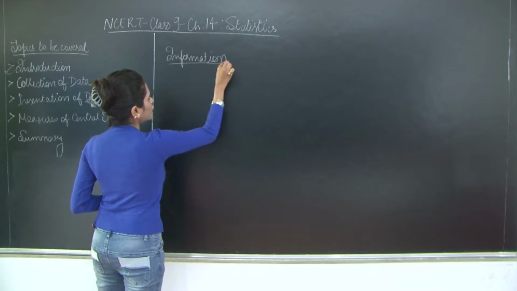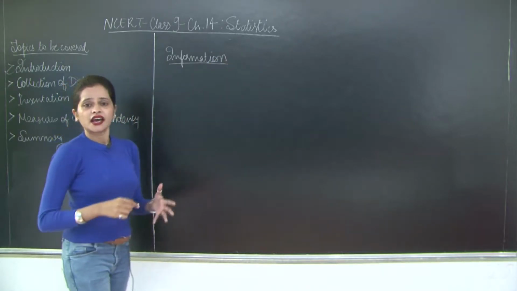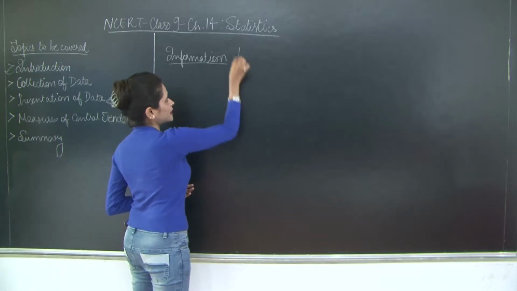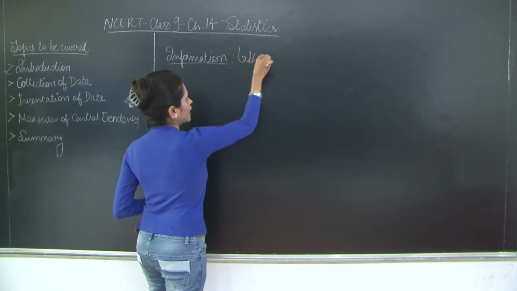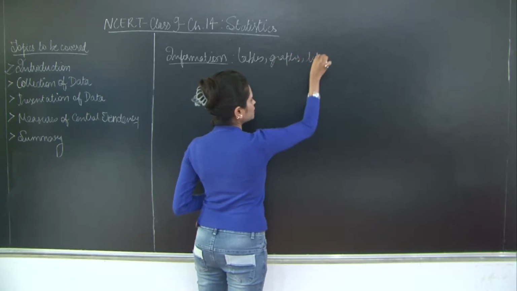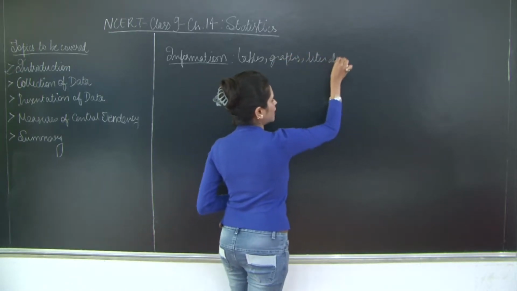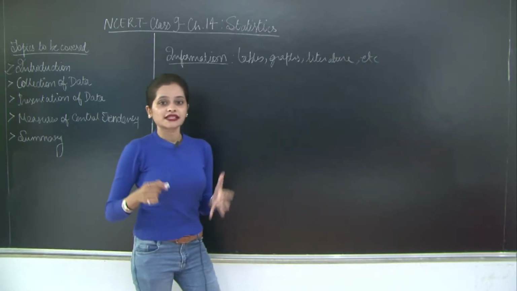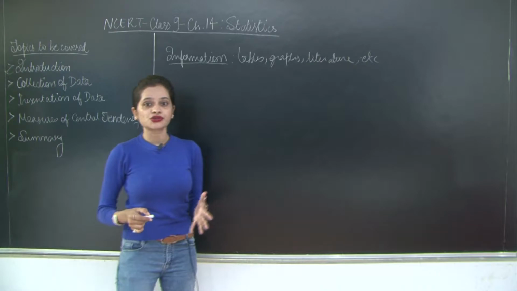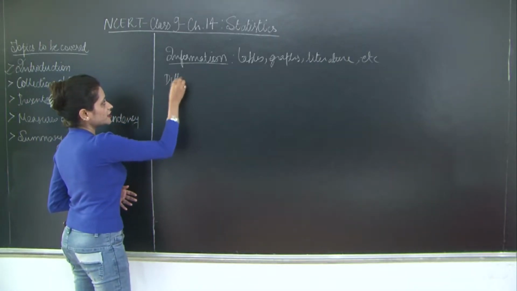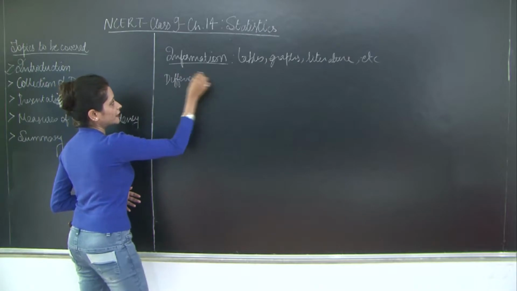So we come across information nowadays in various formats. It could be in the form of tables, graphs, literature, etc. Right? So where does all this information come from? It comes through different media. So the keyword here is different media.